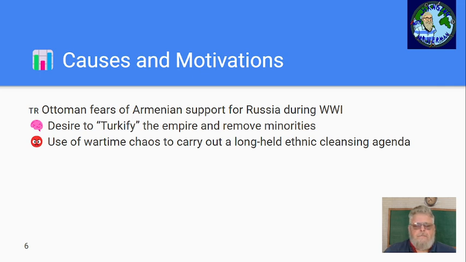So why did this happen? One major reason was fear. The Ottomans were at war and thought the Armenians might support Russia, one of their enemies. There was also a belief that the empire needed to be Turkified, made more uniform in language, religion, and ethnicity. And during wartime chaos, it was easier to carry out mass violence without much international interference.